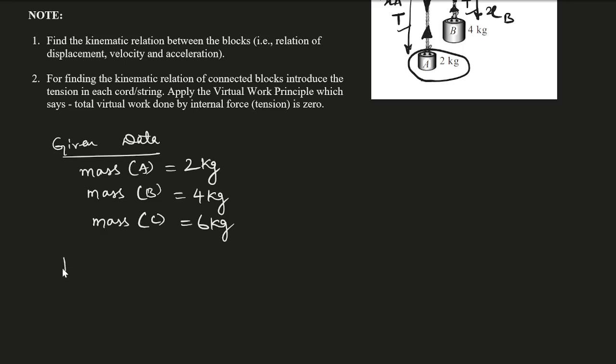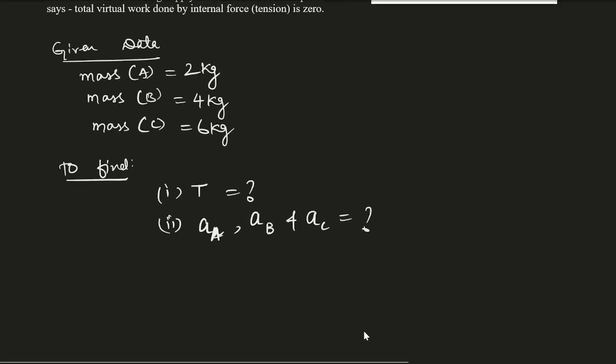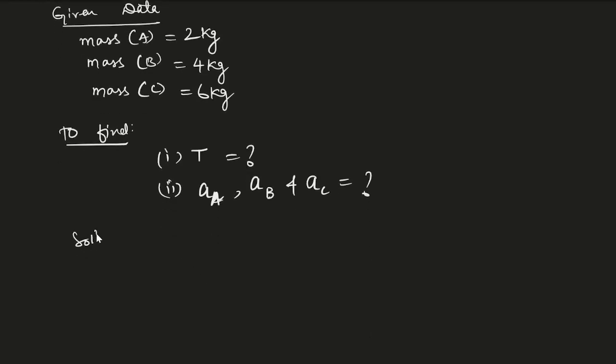Okay, so what are the things we have to find? The first thing is the tension in each of the three strings. The second one is the acceleration of the masses, that is a suffix a, a suffix b, and a suffix c. So we have to find the accelerations for all the blocks. Okay, so already we have initiated that. So the first one is the kinematic relation. We have to apply the virtual work principle.